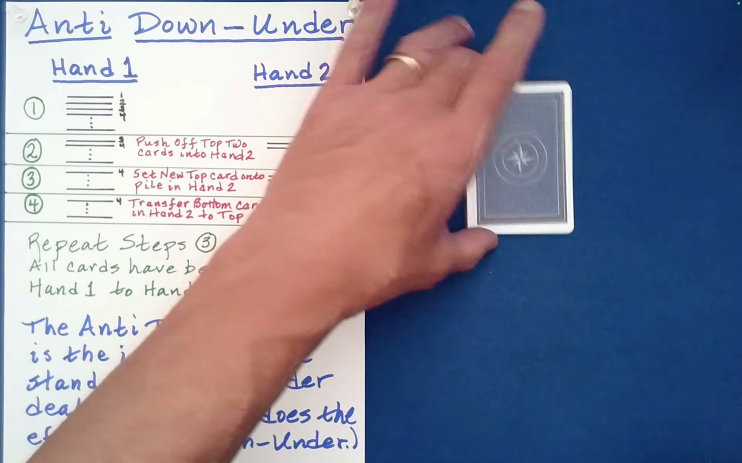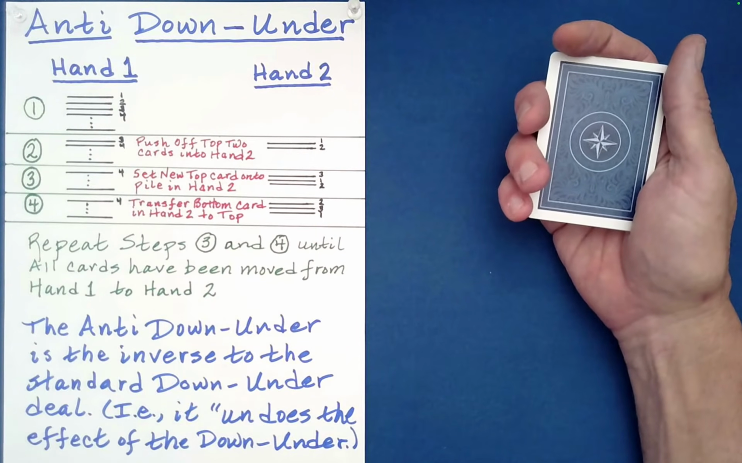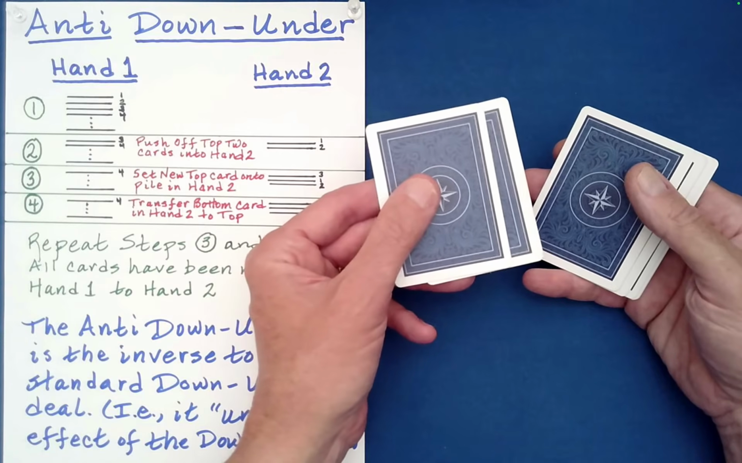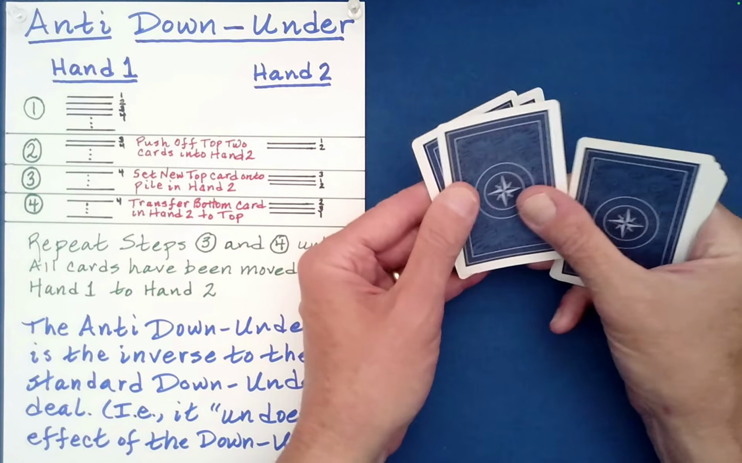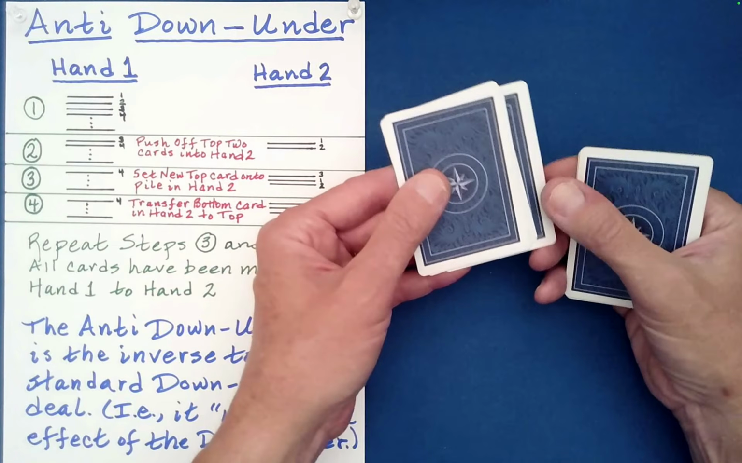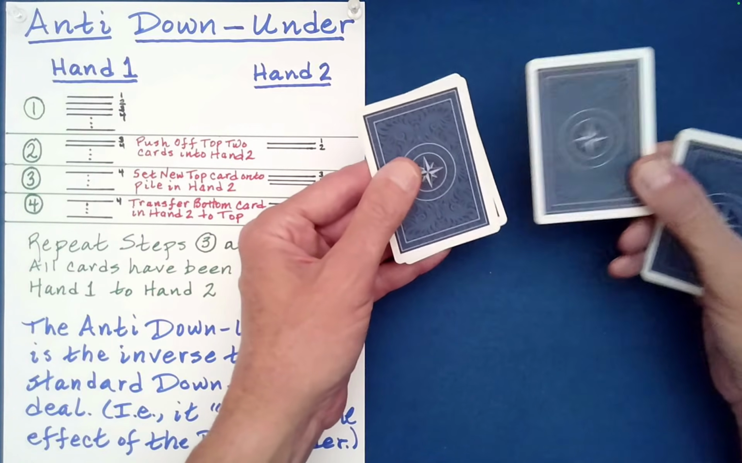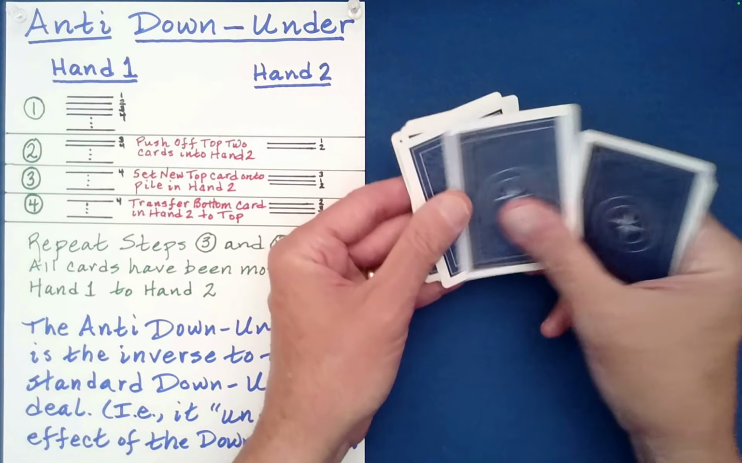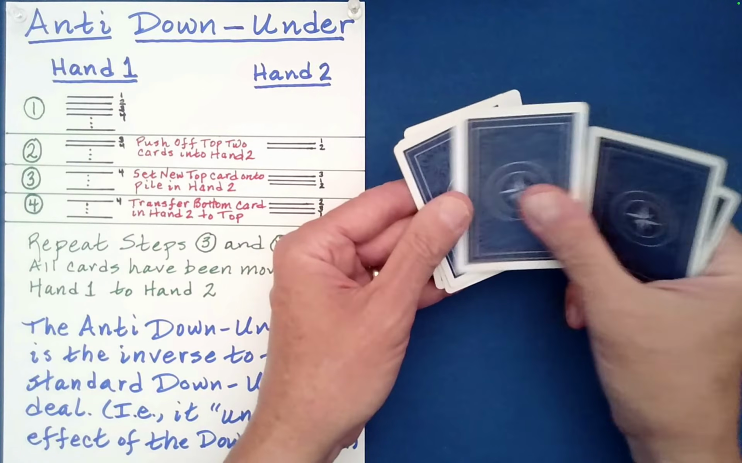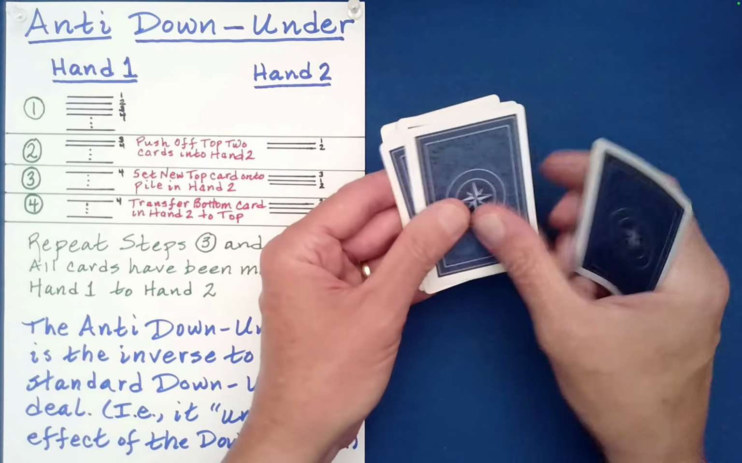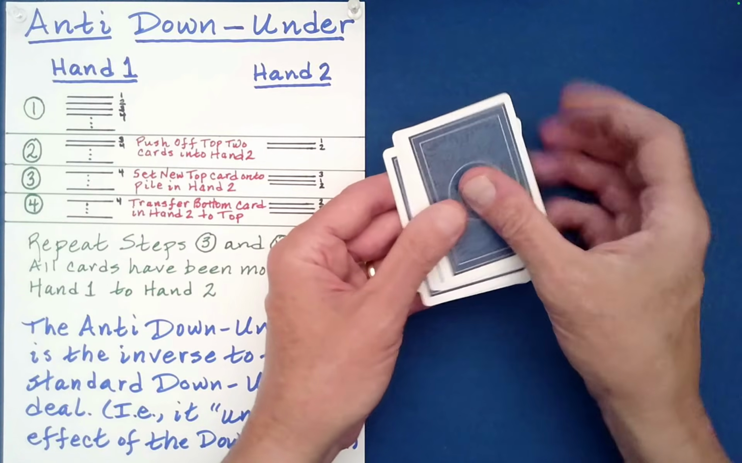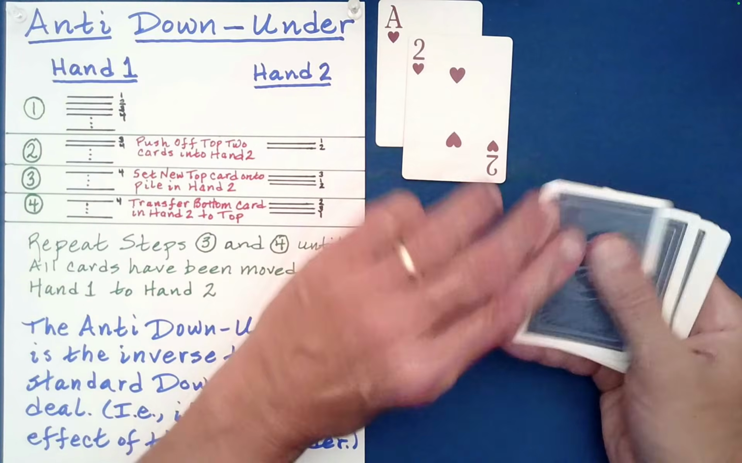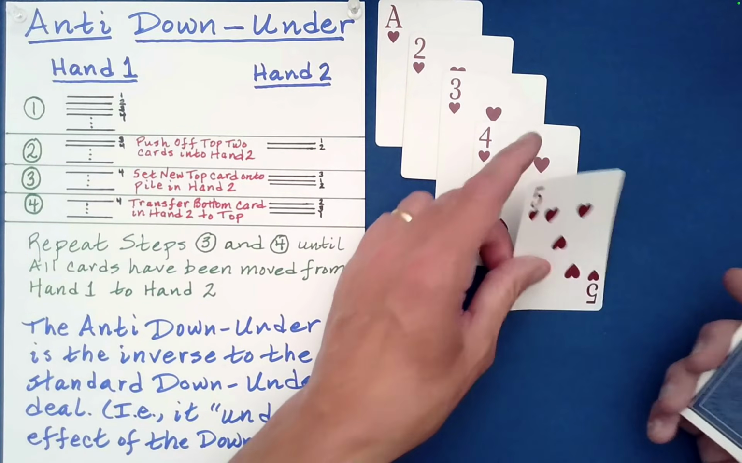Okay, so this is how it can be done, and I give all of the instructions over here. What you do is you push off the top 2 cards into your other hand, like that. Set the next card down on top, and then move or transfer the bottom card to the top. So it's down, up, down, up, down, up, down, up, down for the final card. Okay, so have we undone the effect of the down under? Well, I believe we have.